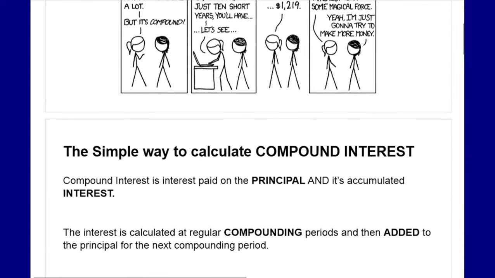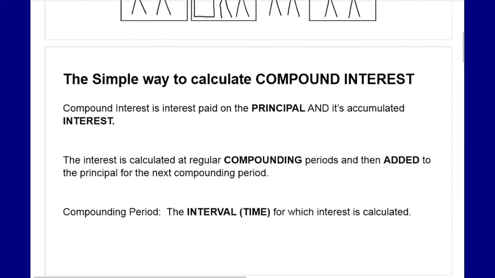So, the simple way to calculate compound interest. Compound interest is interest paid on the principal and its accumulated interest. So with simple interest, we were just calculating interest on the principal. We weren't taking into consideration the interest we earned each year. The difference with this is that when we're dealing with compound interest, we are taking that interest earned into account.